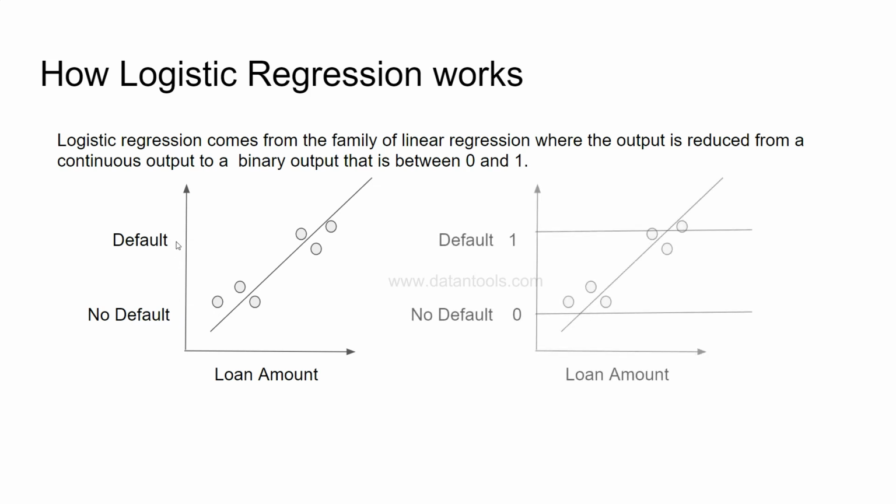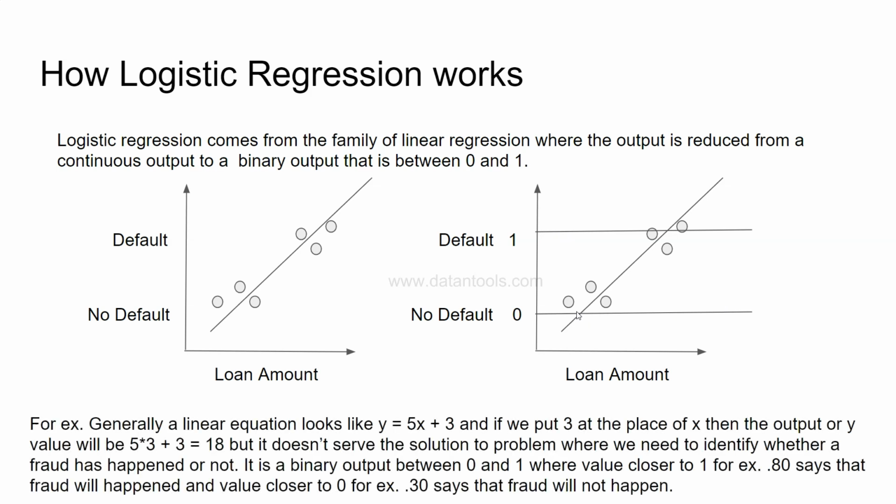Well, the pictorial representation is something like this: instead of this entire continuous output, you try to restrict the output between these two values, 1 and 0. And the way we do it is using the logit function, which is here.